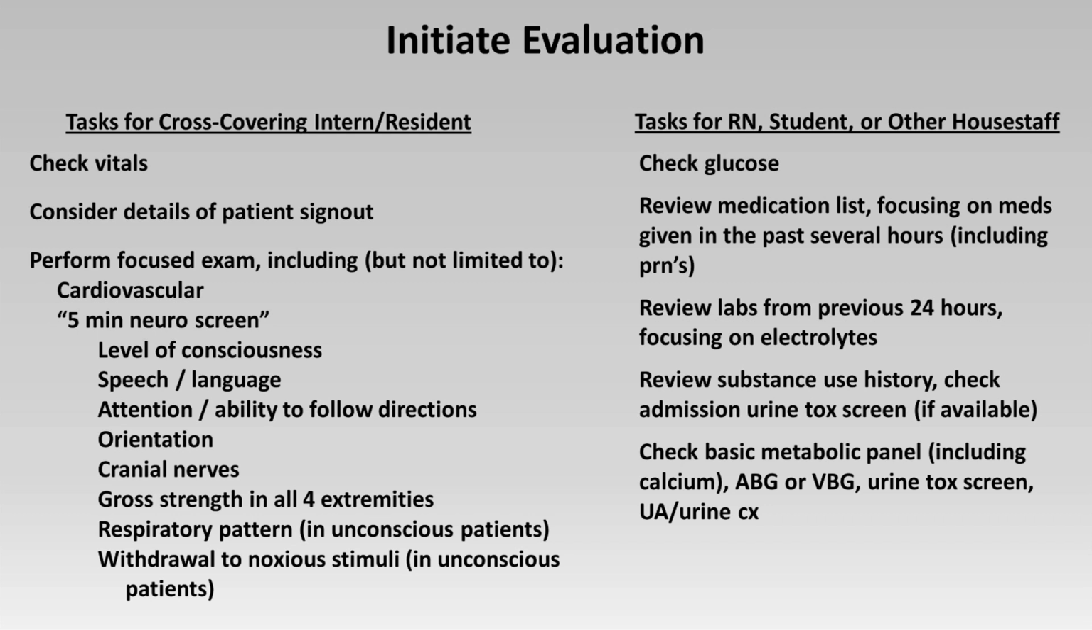Check a basic metabolic panel, including calcium, either an arterial or venous blood gas, a urine tox screen if there's any chance of surreptitious drug use, and a UA and urine culture if there's a risk of UTI-triggered delirium. Finally, for patients at risk of acute urinary retention, consider checking a bladder scan, which is a pseudo-quantitative assessment of current bladder volume made via a simple ultrasound device.